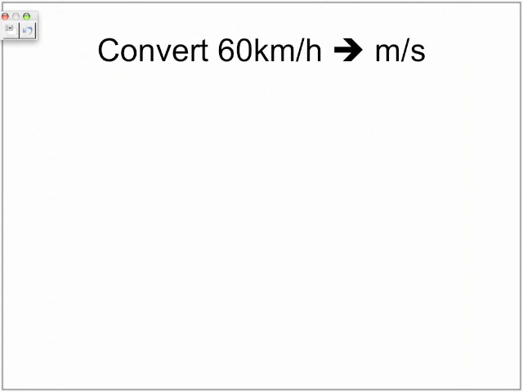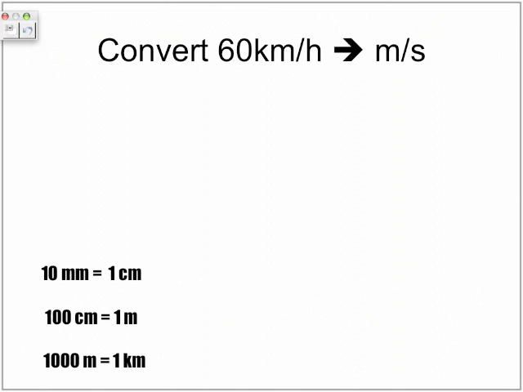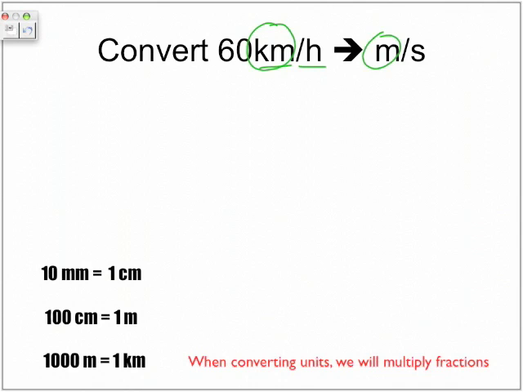Convert 60 kilometers per hour into meters per second. As we said, remember our little table. Next thing to remember is when converting units, we will multiply fractions. Now, here is one of the trickiest ones to convert, because we have two sets of units that we need to convert. We need to convert the kilometers to meters, and then we need to convert the hours into seconds. And remember, if we're converting units, we are multiplying fractions.